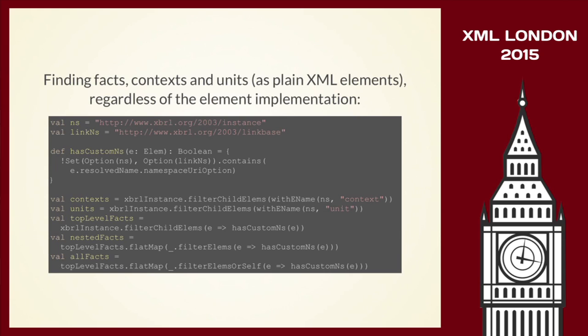Let's use them. Here we have the instance again. We have 2 namespaces, the xbarrel instance namespace and the link-based namespace. Then we define a function has custom namespace, which takes an element E and returns true if the name of that element is in a namespace other than these 2 namespaces.